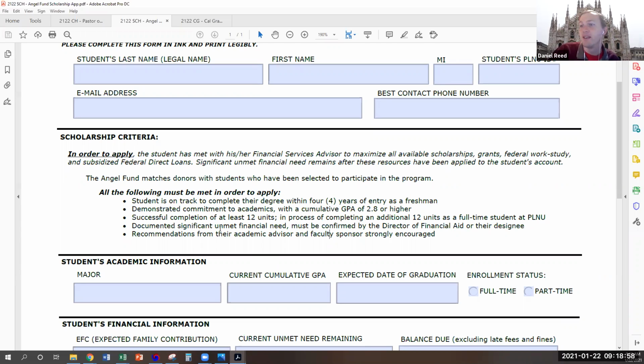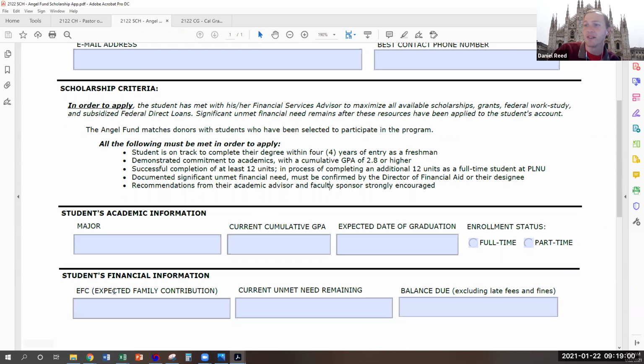So that is the update on this form. It still has the EFC and unmet need. Those things are helpful in determining the amounts that would be helpful for the student. Major, GPA, and expected graduation are more demographic.